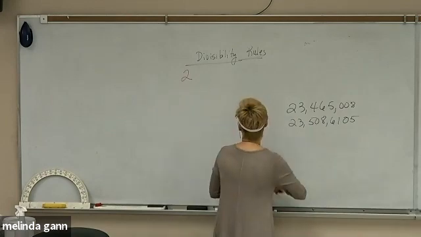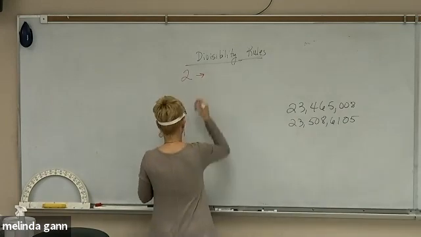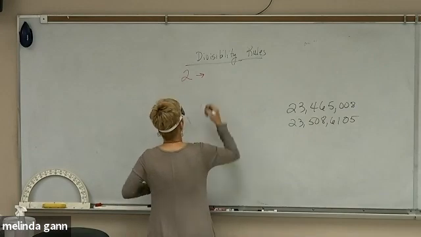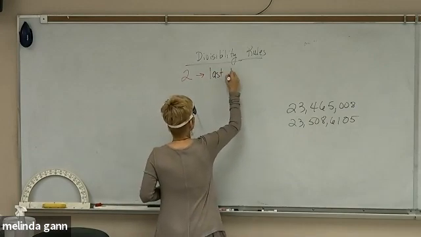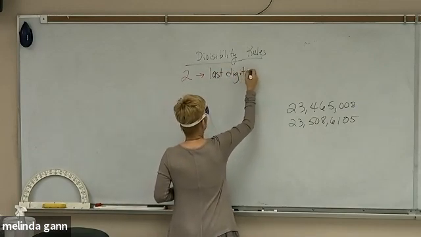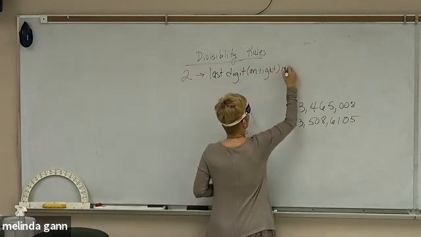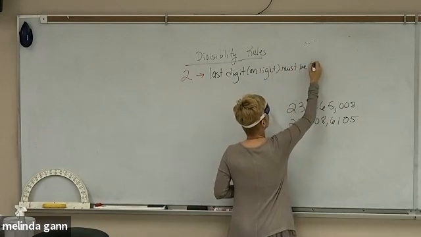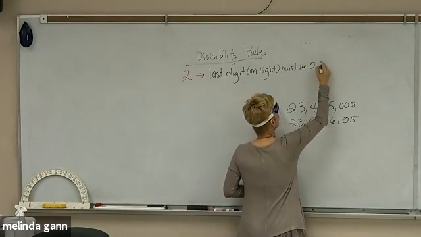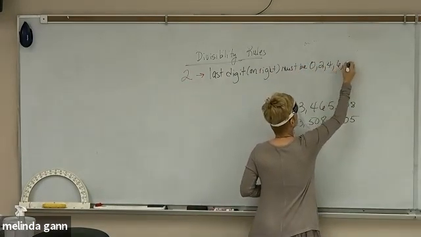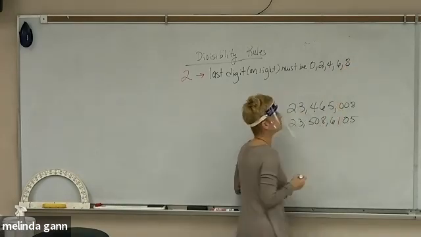So if you want to check for 2, the last digit. So I'm talking about when I say last digit, I mean on the right. Does everybody understand that? Must be either what? 0, 2, 4, 6, or what? 8.